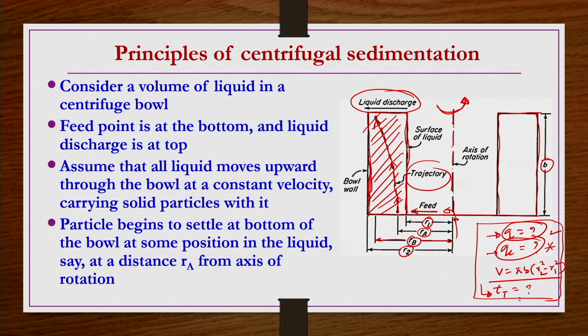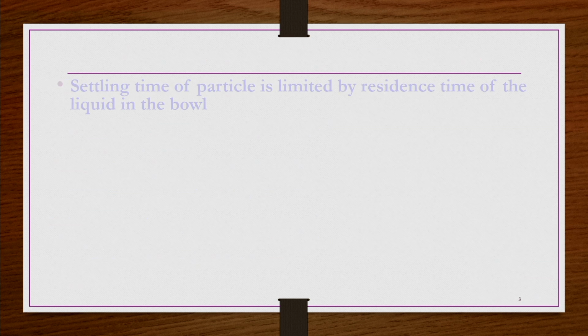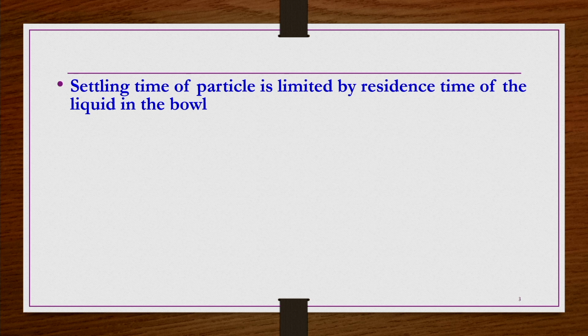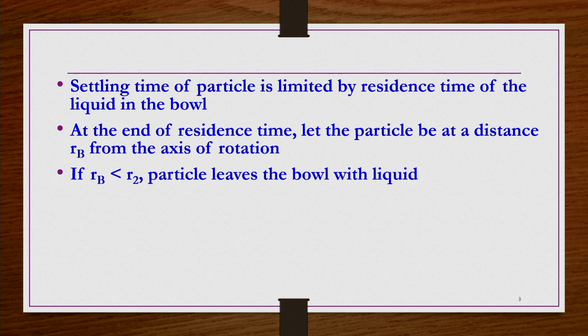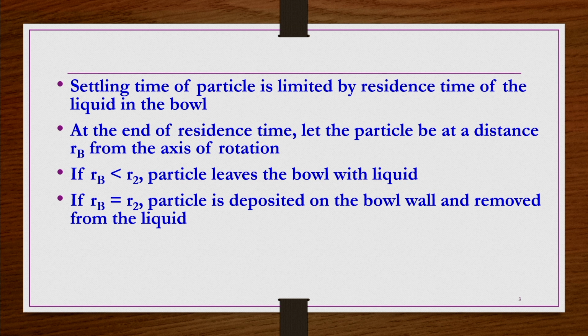Particles begin to settle toward the wall of the bowl at some position in the liquid, say at a distance r_a from the axis of rotation. The settling time of the particle is limited by the residence time of the liquid in the bowl. At the end of the residence time, let the particle be at a distance r_b from the axis of rotation. If r_b is less than r_2, then the particle leaves the bowl with the liquid and separation will not take place. If r_b is equal to r_2, then the particle is deposited on the bowl wall and removed from the liquid.